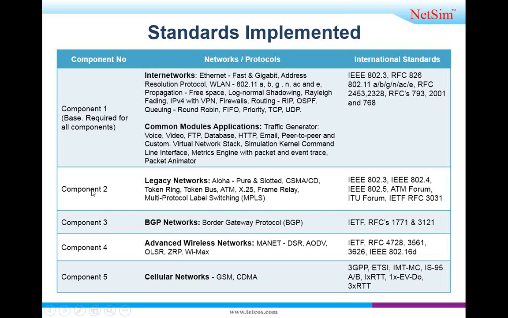In component 2, you have legacy networks like Aloha, Pure Aloha, Slotted Aloha, CSMA/CD, and Token Ring, and all these are built on the different international standards to which these components are comparable. Component 3 is the BGP network, Border Gateway Protocol. Component 4 is the advanced wireless network, that is MANET and WiMAX. MANET has four protocols: DSR, AODV, OLSR, and ZRP. Then component 5 is the cellular network, which has GSM and CDMA.